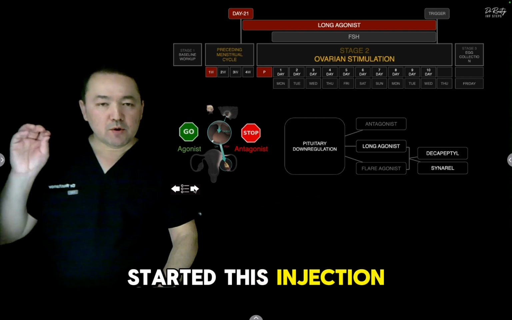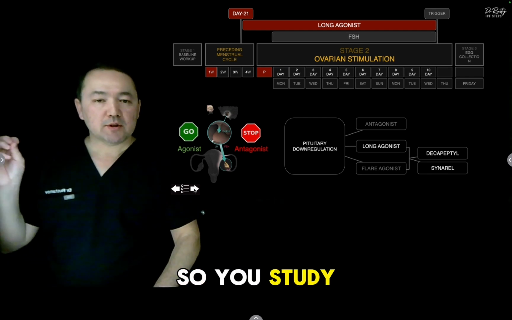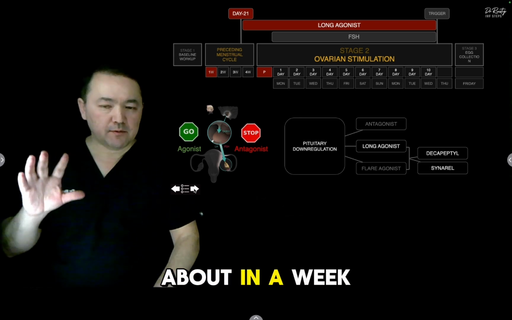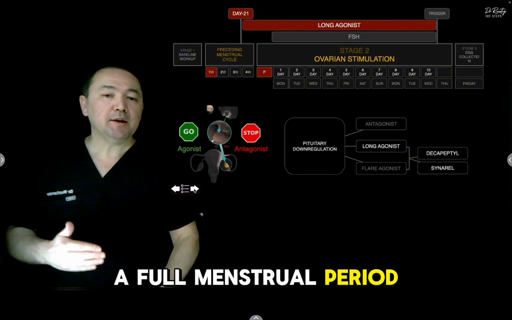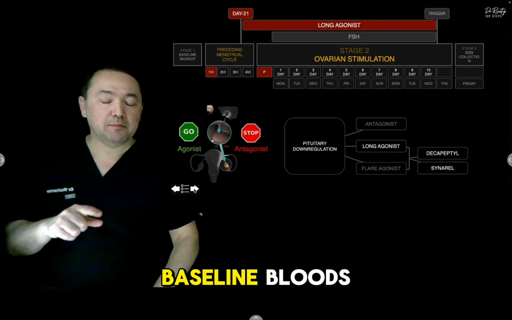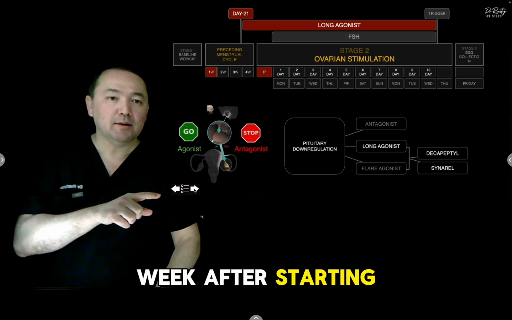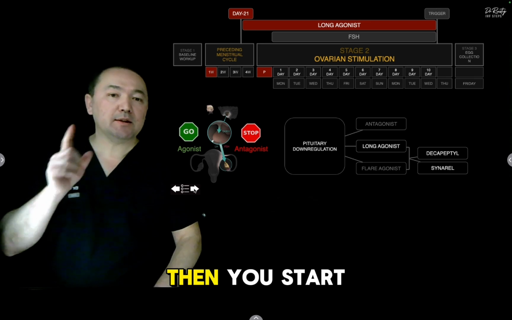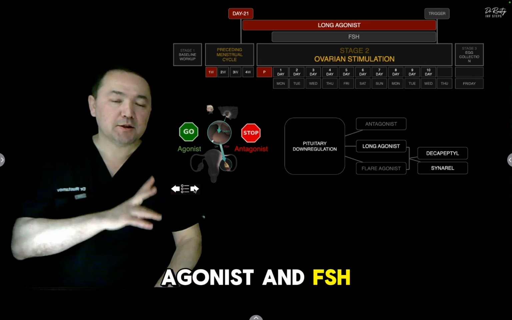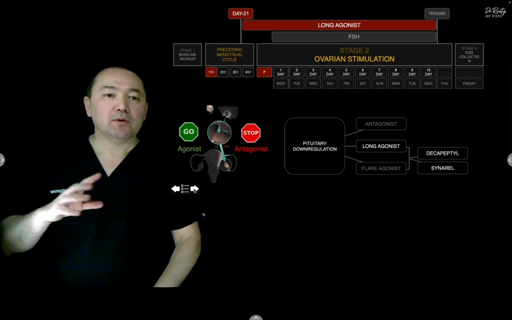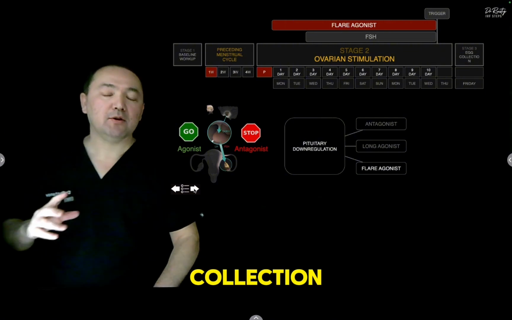Once you have started this injection, you continue until the trigger. You start the injection daily. Approximately a week or so later, you have a menstrual period. It's very important that you have a full menstrual period. Then you do baseline bloods, then you start the FSH injection. So a week after starting Decapeptyl or Synarel, you start your FSH injection and continue both agonist and FSH injection until the trigger. Of course you don't need any antagonist injection. Then trigger, and you have a collection.